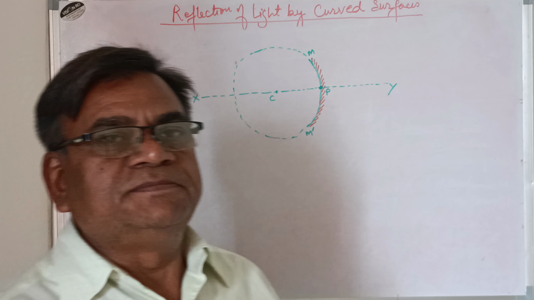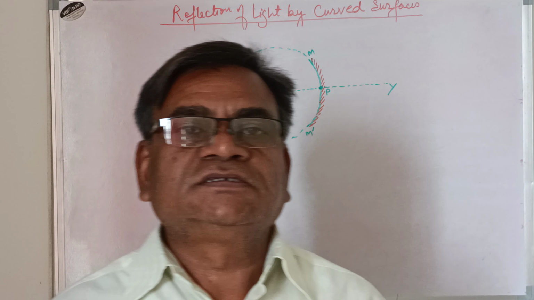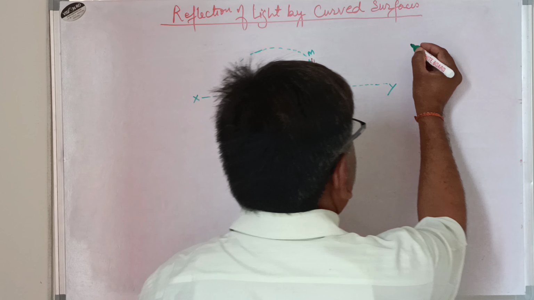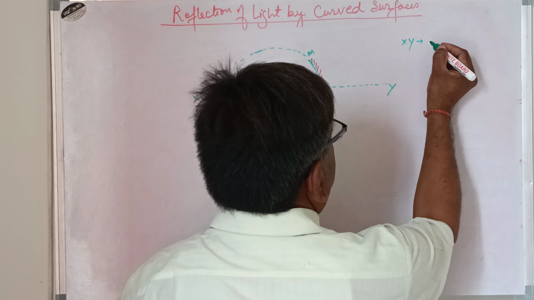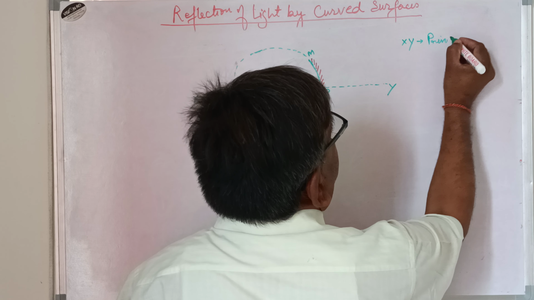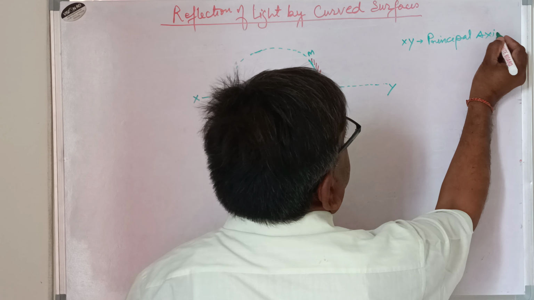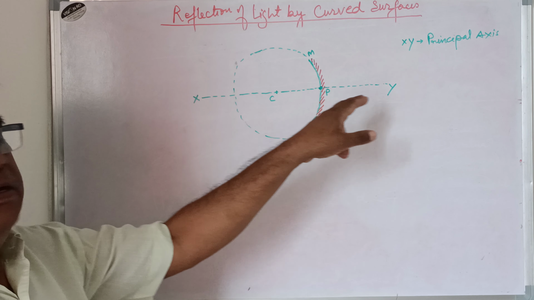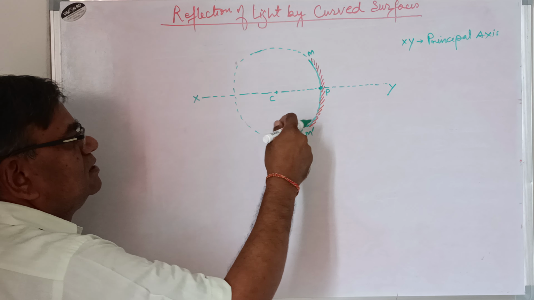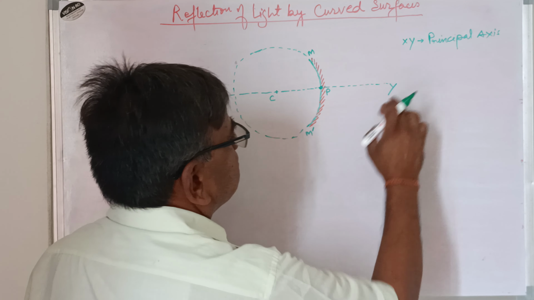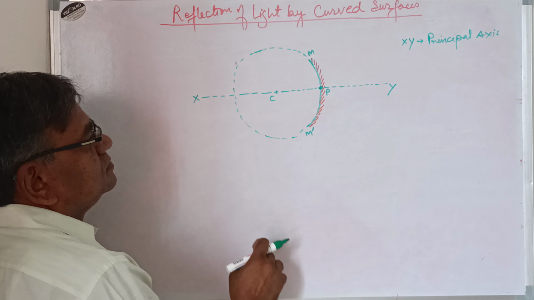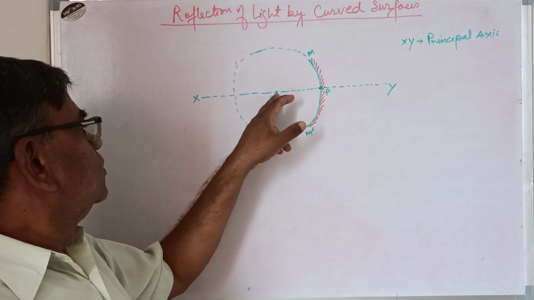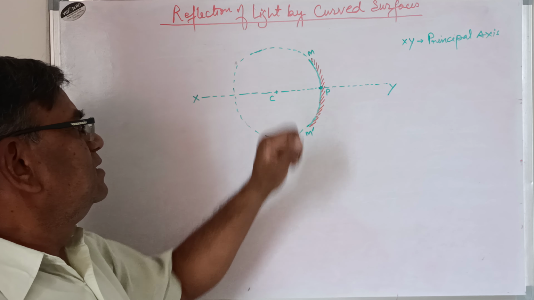So first of all, we have to know some terms used in context of concave mirror. The line XY is called principal axis. Remember, it passes from C and the point P. A simple line that passes from the center of the sphere, of which the mirror is the part, and the point P. And naturally, CP is the radius of this sphere. So, the line CP strikes at point P at 90 degrees.